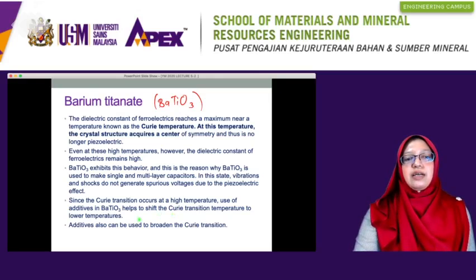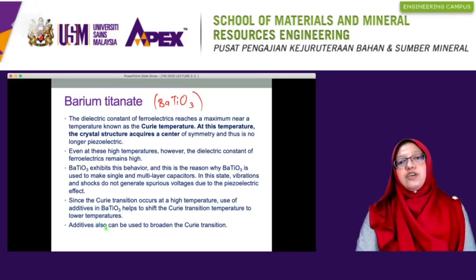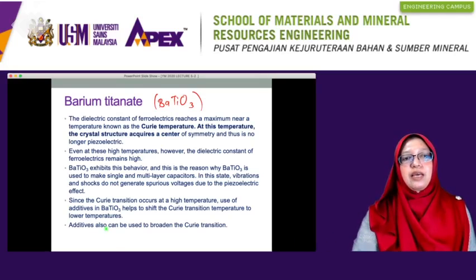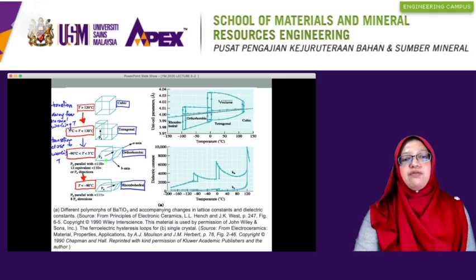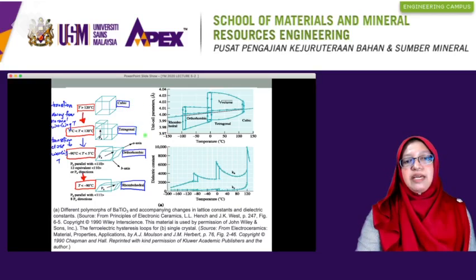So we can add additives such as strontium, which has been widely studied in barium titanate. Additives can also be used to broaden the Curie transition temperature. For instance, here we have different polymorphs of barium titanate and accompanying changes in the crystal structure from cubic to tetragonal to orthorhombic and to rhombohedral.